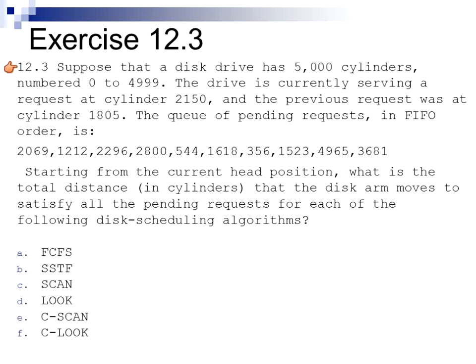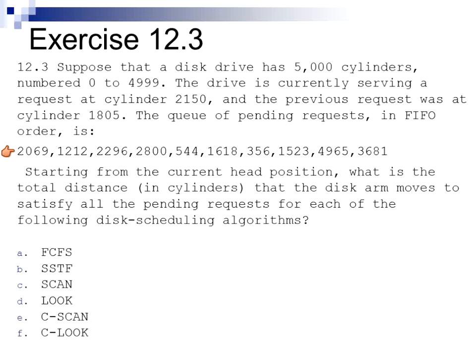So we have a disk drive that has 5,000 cylinders, numbered from 0 to 4,999. The drive's currently serving a request at cylinder 2150, and the previous request was at cylinder 1805. This is important because we need to know what direction those heads are now moving on the disk to know how far it needs to go to get to the next cylinder to be serviced. In this case, we're moving from the lower number tracks to the higher number tracks.